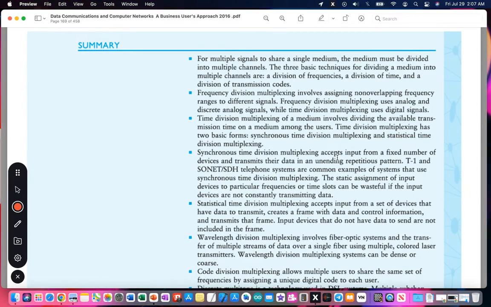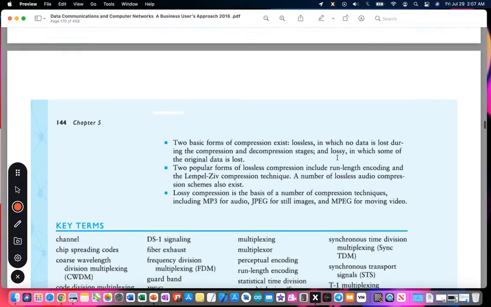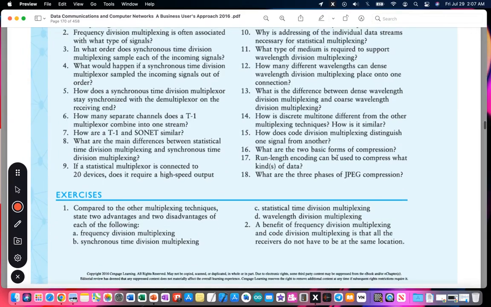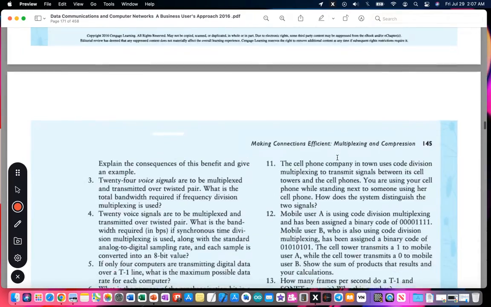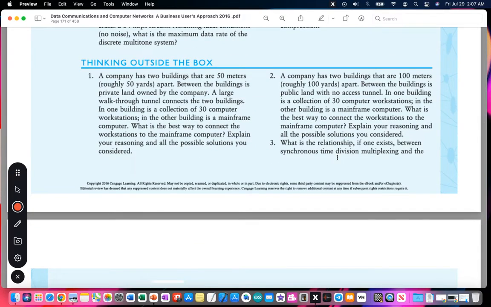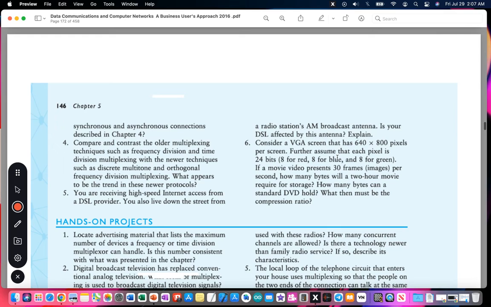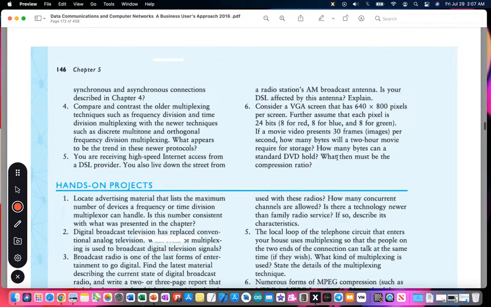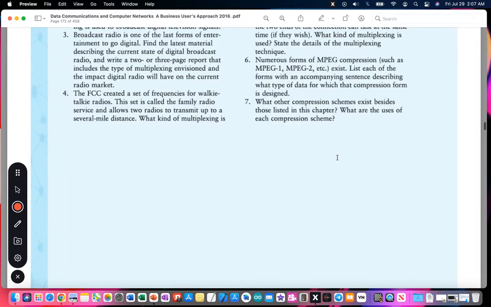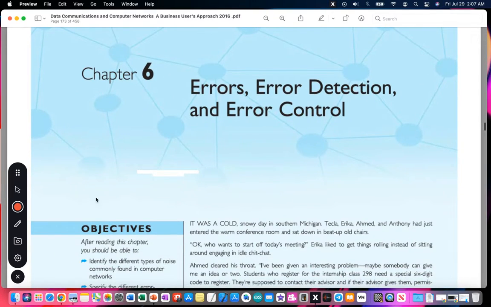And this is the chapter summary. And the key terms and the review questions and the exercises, and look at the exercises, there are too many. And thinking outside the box questions. And finally, hands-on projects. Then it's time to go to chapter 6.